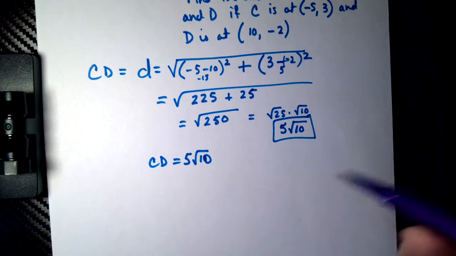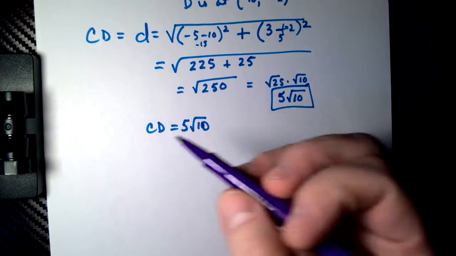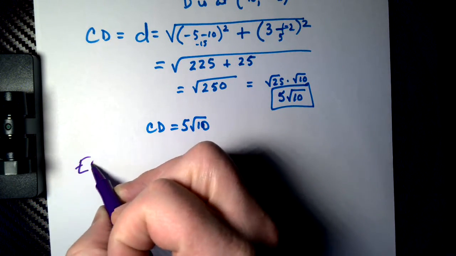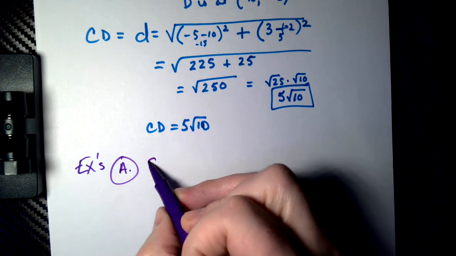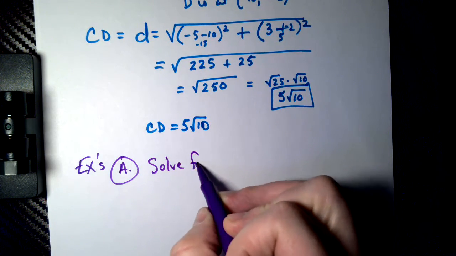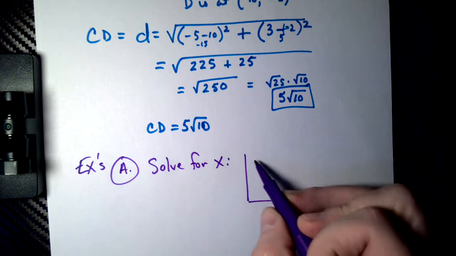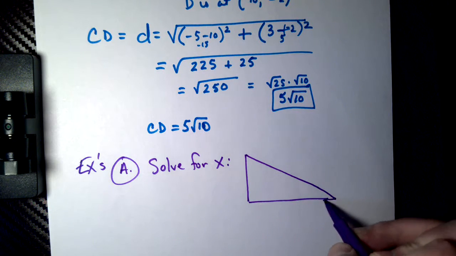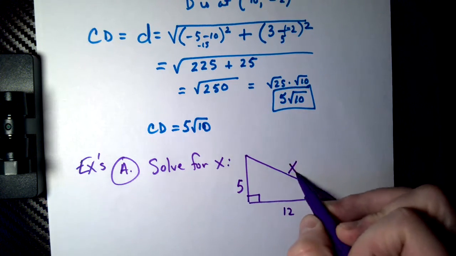Okay, so we already did an example of how to use the distance formula. If you had to find the distance between two points, we could do another one and pick two other points if we wanted to. But for some examples here, we're going to go with example A. It's going to just say solve for x in this picture. We got a right triangle. I'm going to put a 5 here, 12 here, and an x.